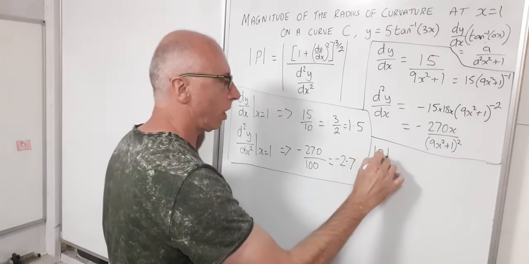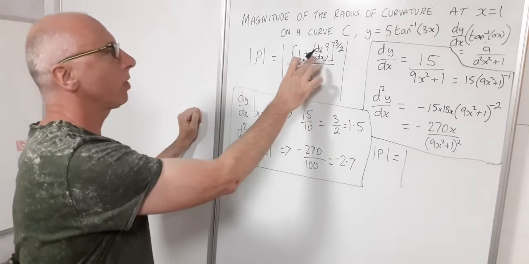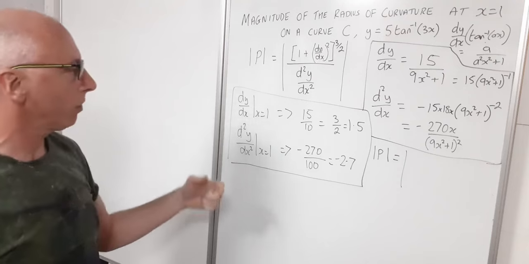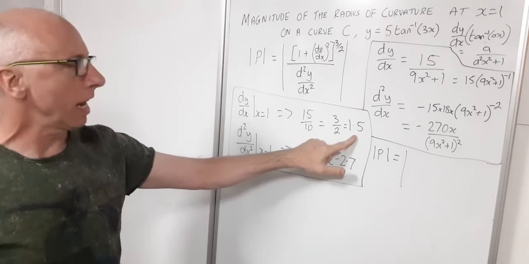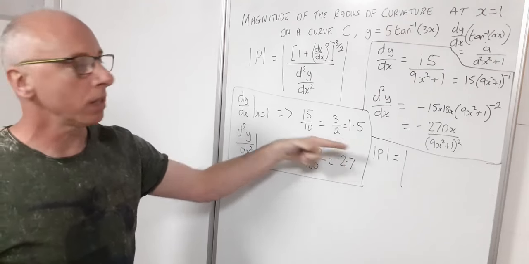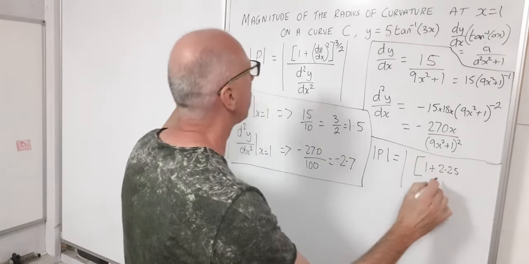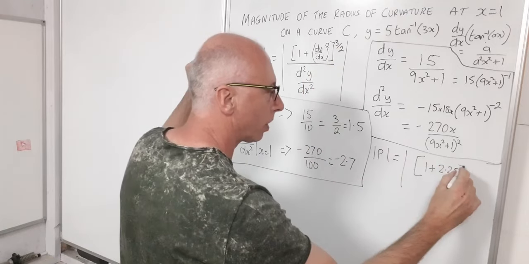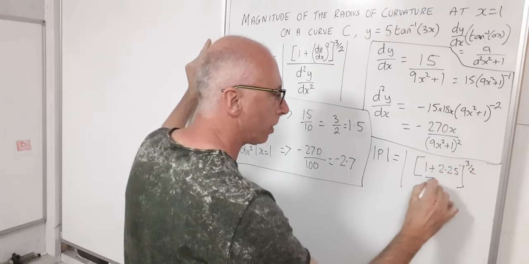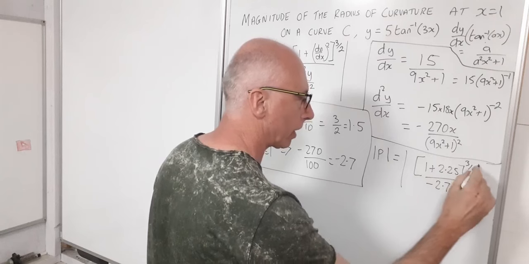So the absolute value of rho gives us the absolute value. Now we've got 1 plus the first derivative squared. Now we've got the first derivative here as 1.5. Now we can square that, no problem. 15 15s are 225. So move the decimal point back 2 places, 2.25. So now we've got 1 plus 2.25, and then that's to the power of 3 over 2. And then we divide that by the second derivative, which is minus 2.7. Bearing in mind this bit doesn't include our denominator.